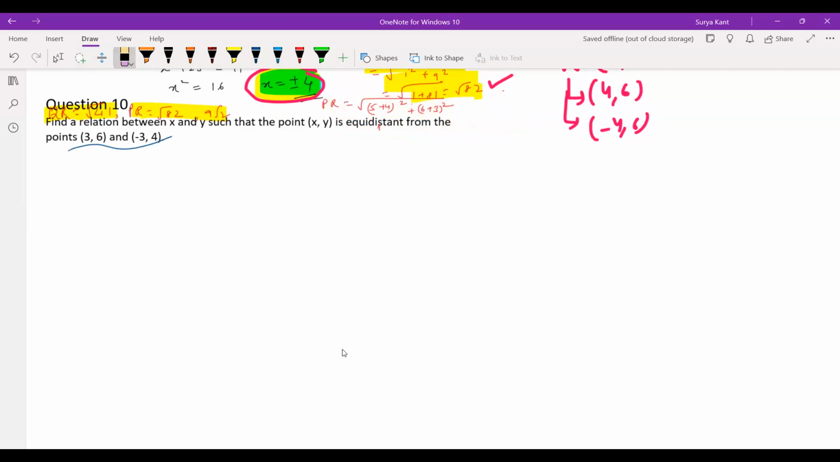Once again, I'm solving over here. Here is a given point x comma y. This is equidistant from 3 comma 6 and minus 3 comma 4. Here you have to find the relationship between x and y. One equation will come where x and y should be present.